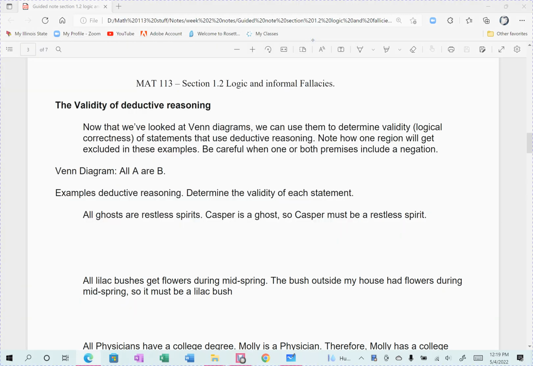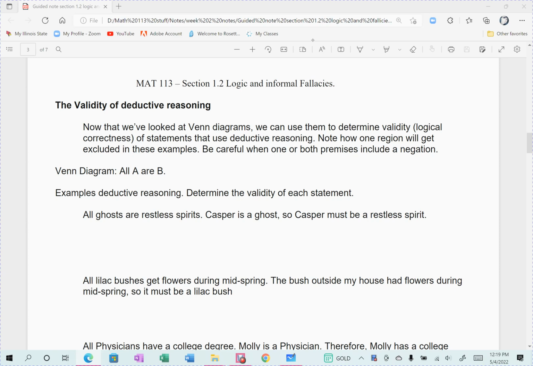Alright, so hopefully you watched the previous video on the difference between deductive reasoning and inductive reasoning when we're doing logical arguments. In the following lessons, we're going to focus on deductive reasoning and understanding when it's valid and when it's not valid, and then get into fallacies. Fallacies are the different types of invalid arguments.